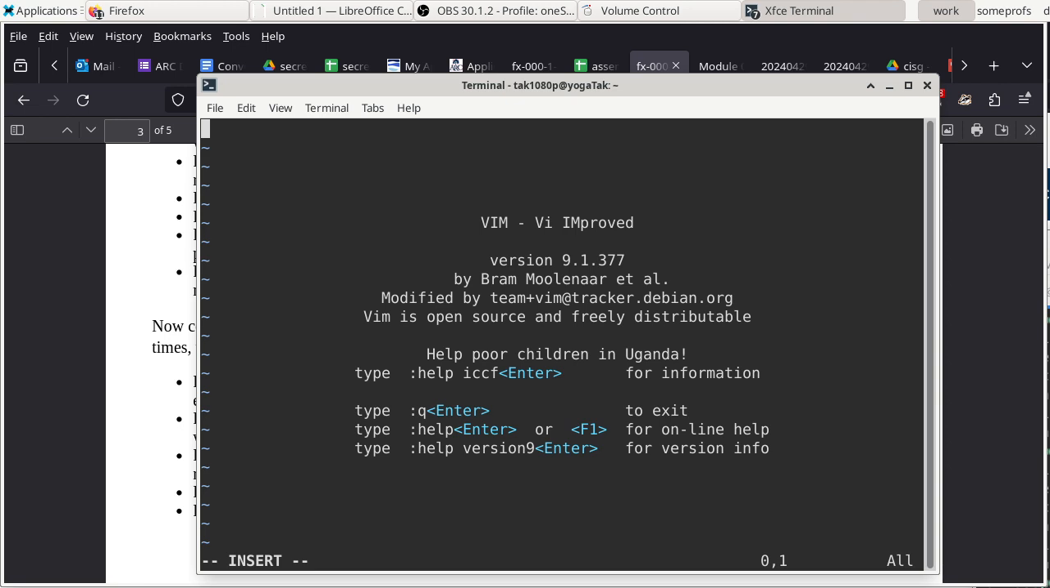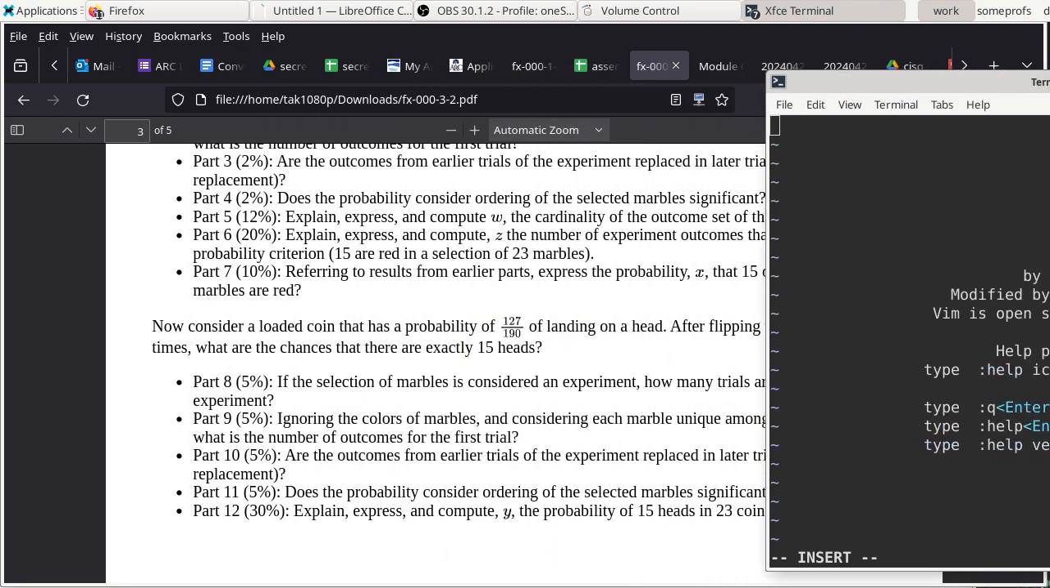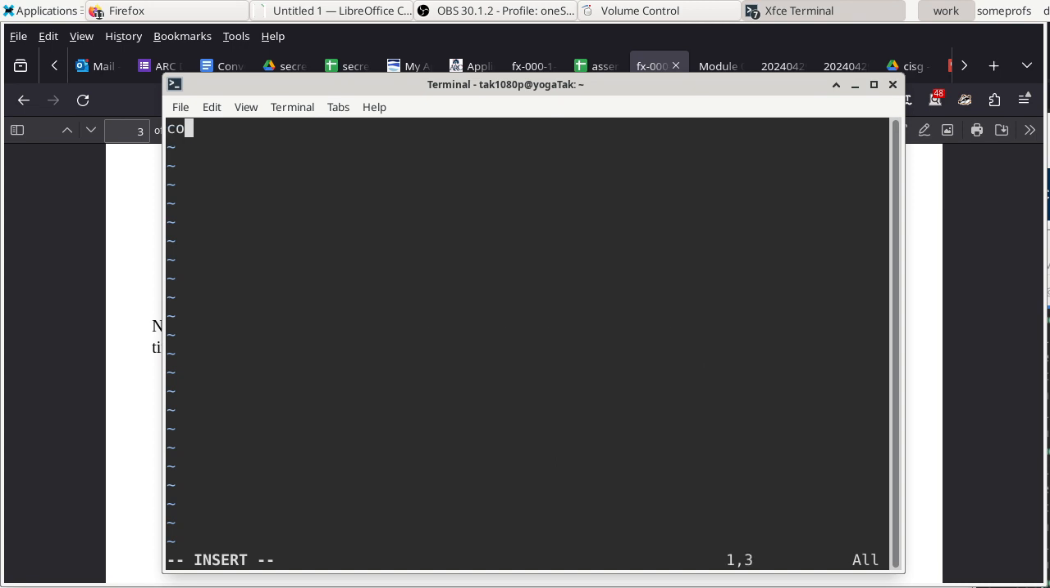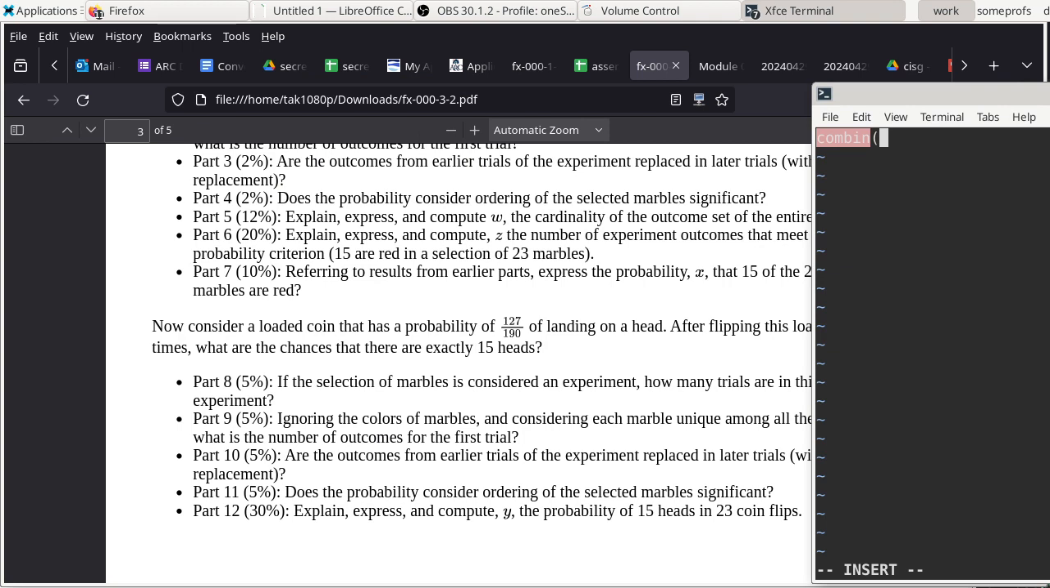So the point of the last question, part 12 here, is based on the binomial theorem. So basically we calculate the combination of choosing 15 out of 23. And then this is multiplied by the probability of landing on a head to the power of 15. So that would be 127 divided by 190.